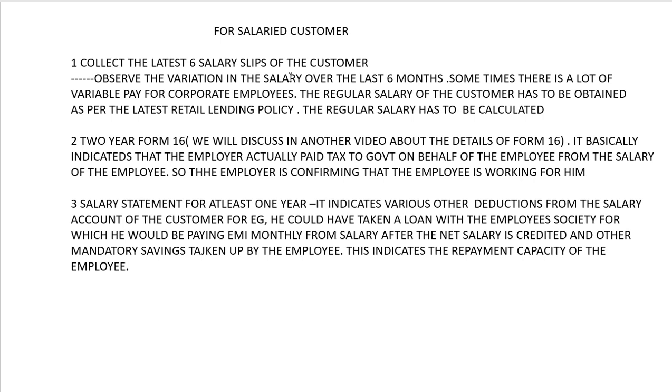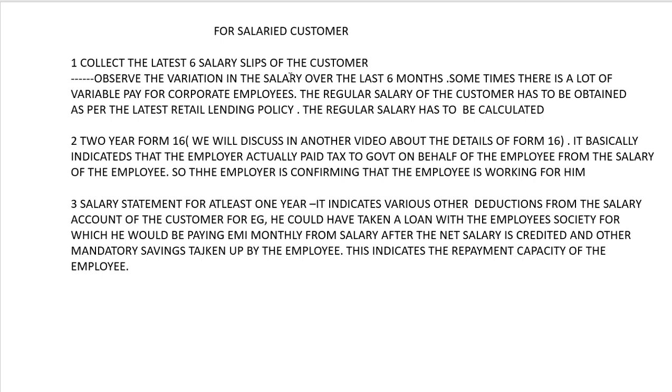So for the past 6 months, we will be observing these abnormal payments, and we will be ascertaining the actual regular income of the customer, the minimum income that will be paid to the customer every month. That figure we will be considering for arriving at the quantum of the housing loan. That is the reason we are taking the salary slips.